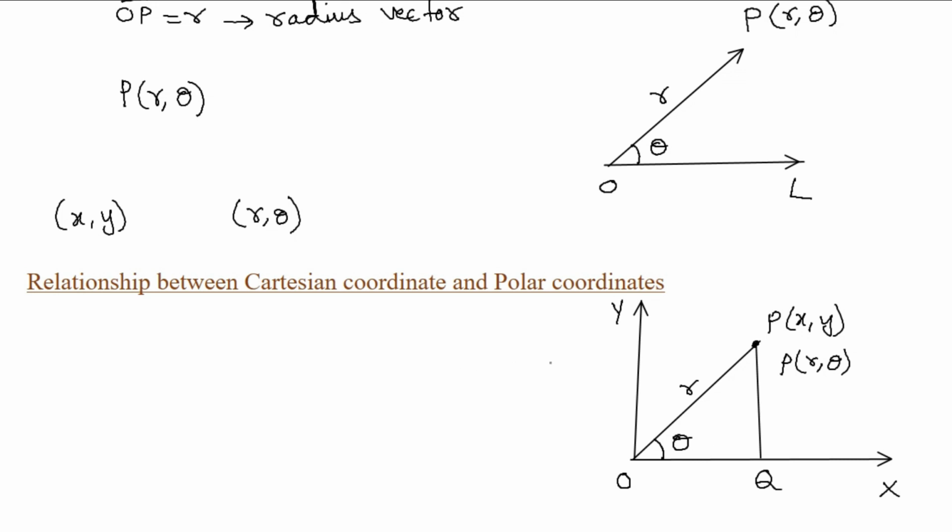Let theta be the angle. This point P in the form of the Cartesian coordinate can be represented as x comma y, and the same point in the case of the polar coordinate can be represented in the form of P of r comma theta. So now let us try to bring about the relationship between this Cartesian coordinate and the polar coordinates. For that, let me consider the right angled triangle OPQ.